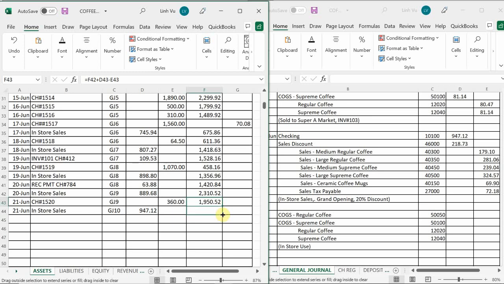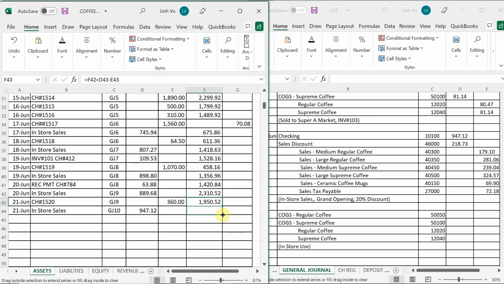We add 1950.52 with 300. No, we don't need to add 300. This right here, this 1950.52 is my account balance. This is what I have in my checking account after I spent $360.